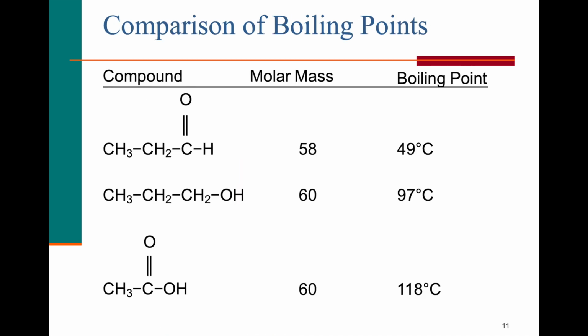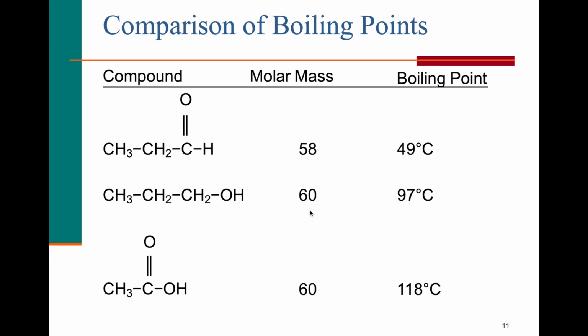So here we just have three organic molecules, an aldehyde, alcohol, and a carboxylic acid. They all have a similar molar mass, and we're just making a comparison of their boiling points. So here we have a 3-chain aldehyde. Its mass is slightly smaller because it doesn't have an extra hydrogen. However, it still has a pretty high boiling point of 49 degrees because it is able to form dipole-dipole interactions with other propanal molecules. However, it's still not as high as its corresponding alcohol.